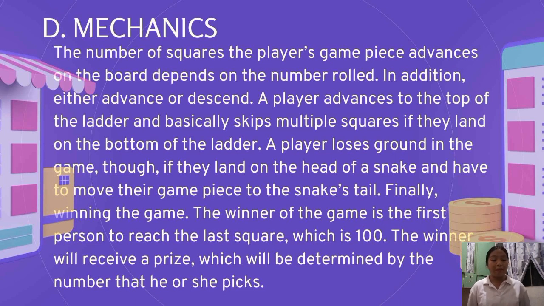opposite yung kalalabasan. To end the mechanics, the winner of the game is the first person to reach the last square, which is 100. The winner will receive a prize, which will be determined by the number that he or she picks from the box.